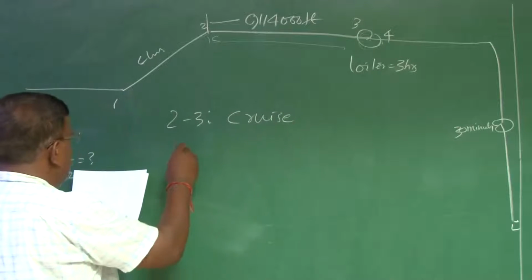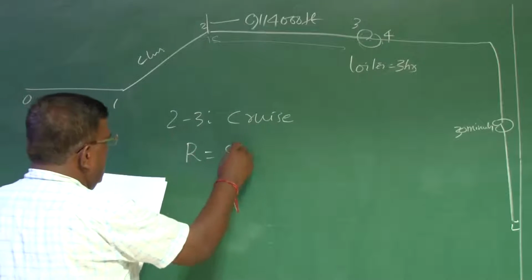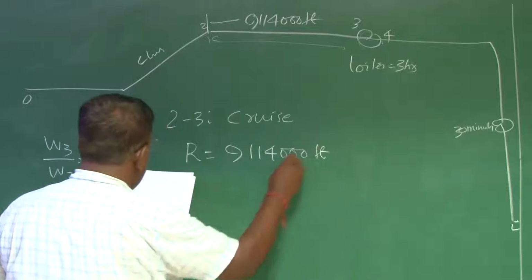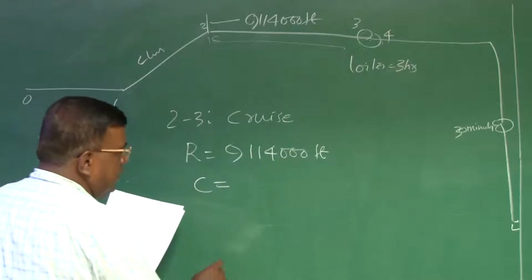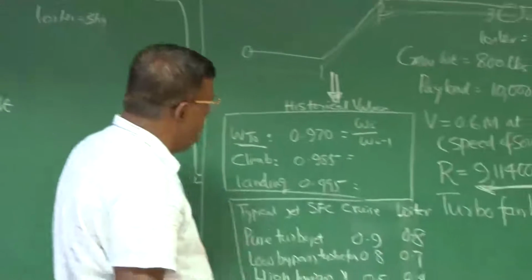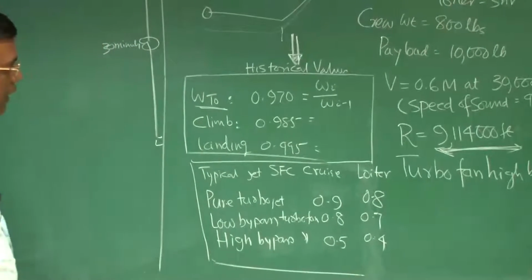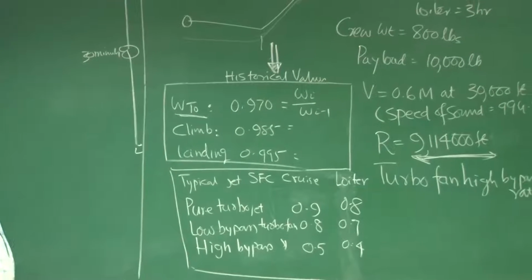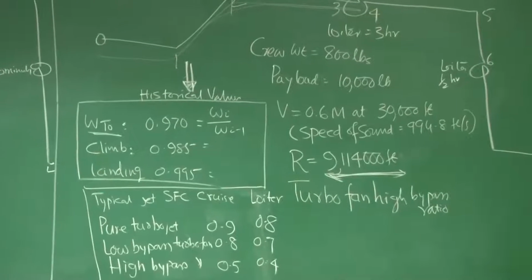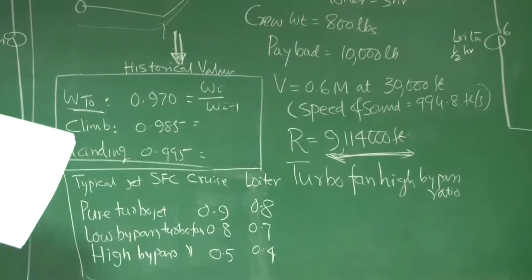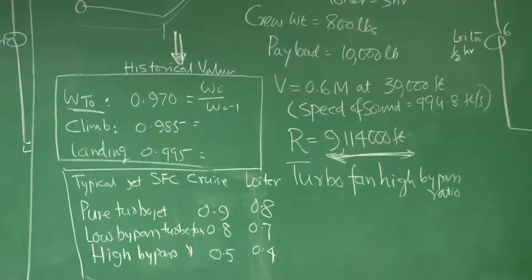So I can write R equal to 91,400 feet. This is a requirement. And C, we have seen typical jet SFC for cruise. We have decided to take a turbofan with high bypass ratio. Why not low bypass ratio? Why high bypass ratio will be discussed later. Just now we are assuming that these things we know, then how to calculate the fuel fraction.